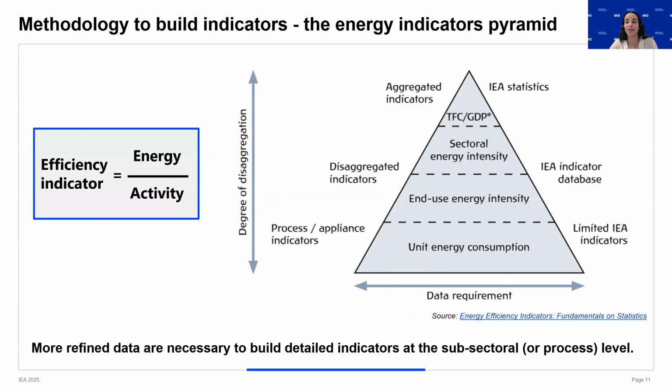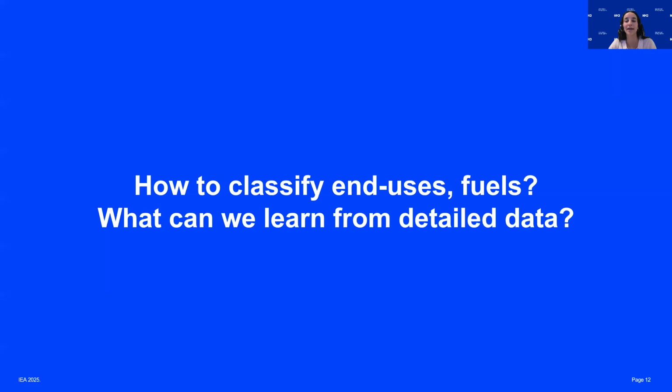With subsectoral and end-use data, along with the related activity data, for instance, tons of goods produced or number of square meters of house heated, one can identify the focus point for improvements, whether through investment, technological improvements or upgrades, or social measures. But how can we classify end uses and how can we classify fuels?